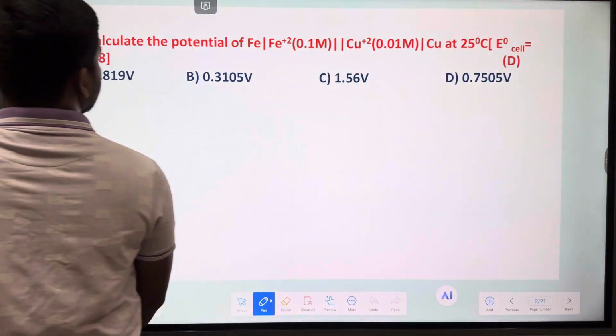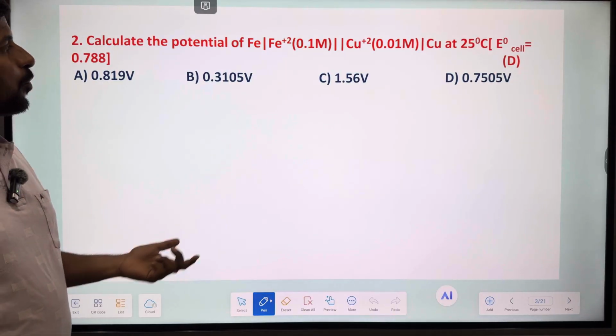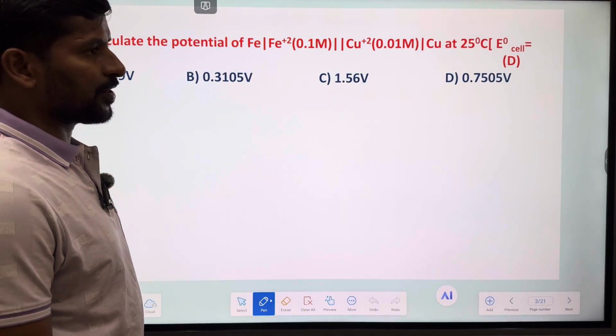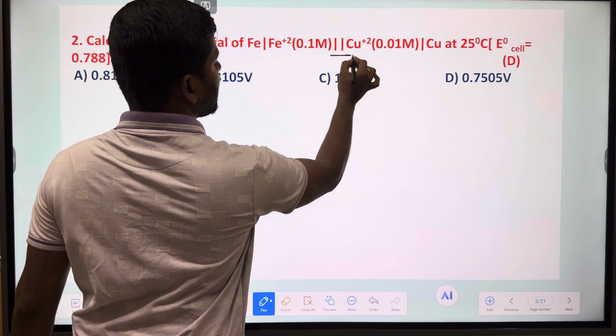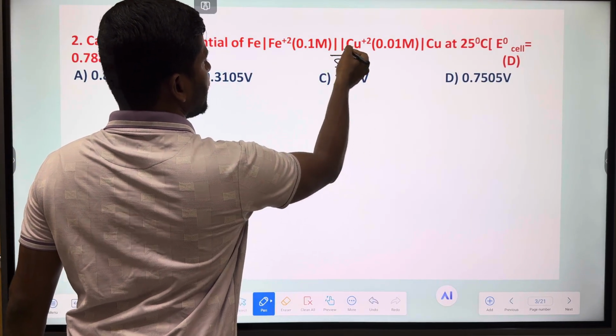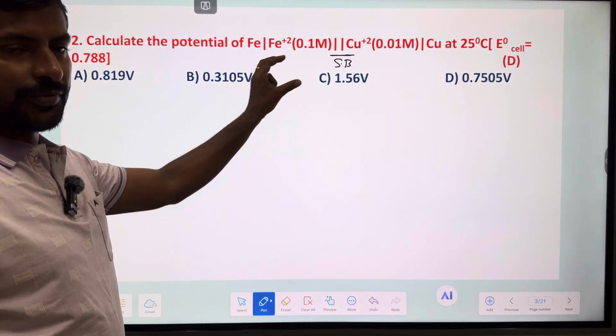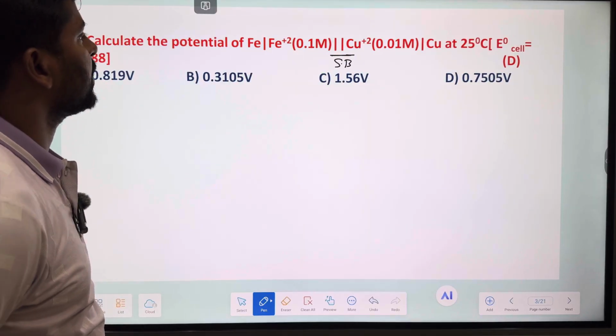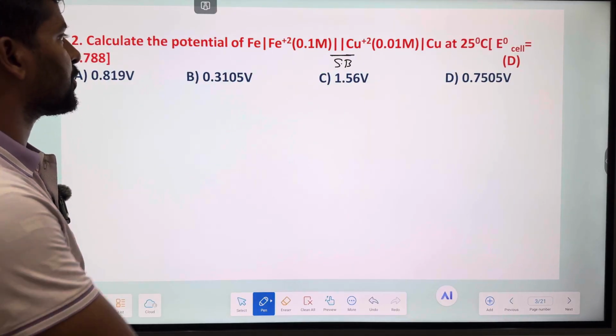Next one. Previously we calculated electrode potential. Now it is given the cell potential. This double vertical line indicates the salt bridge. Last time in one of the competitive exams, this question was given directly: the double vertical line gives the salt bridge.